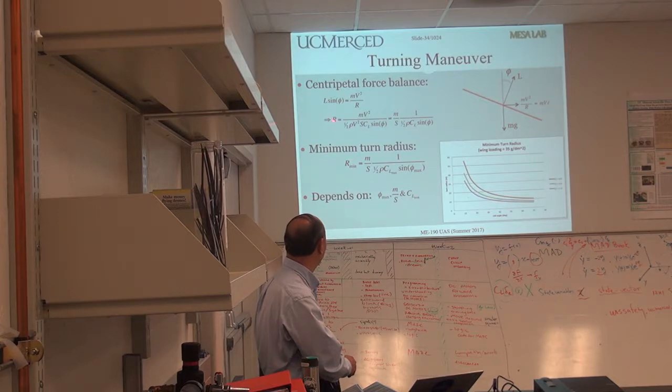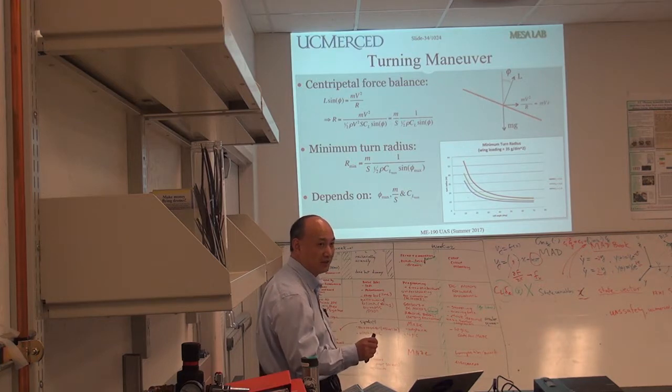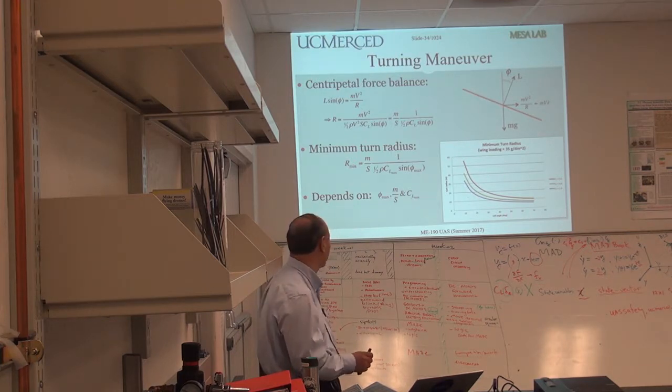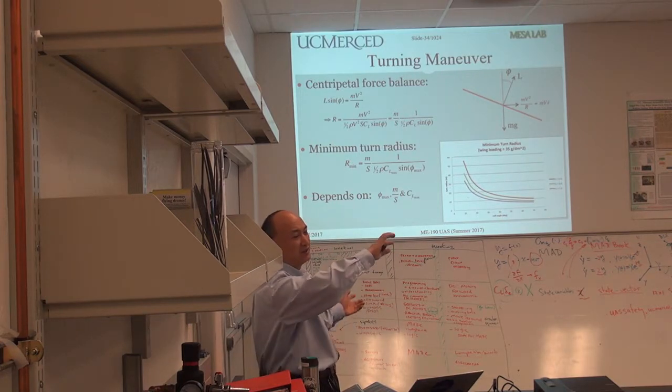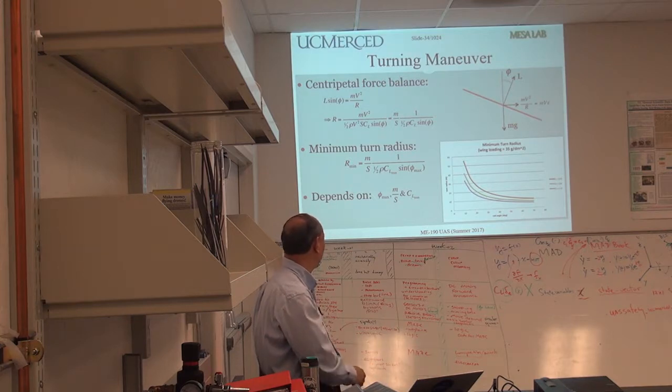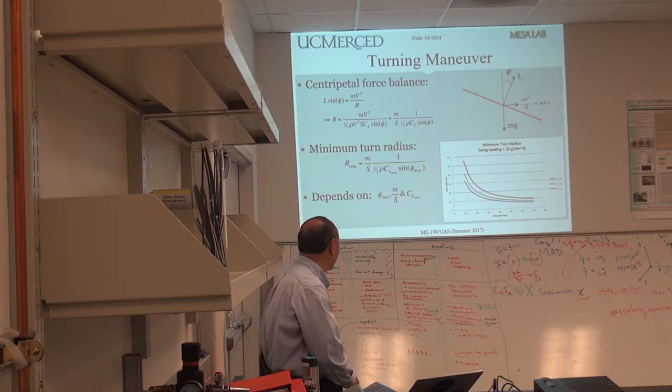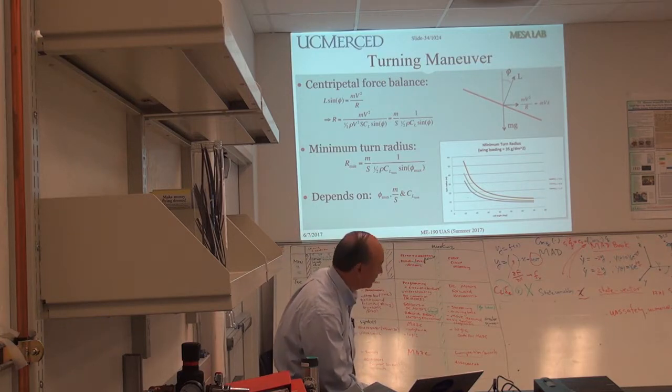Then you have the r computed from here. So obviously you must have a turning radius that cannot be smaller than something, the minimum one. You cannot suddenly turn, meaning you bank so much. So that depends on phi max and m divided by s and l max. So the minimum turning radius is going down with respect to this angle.